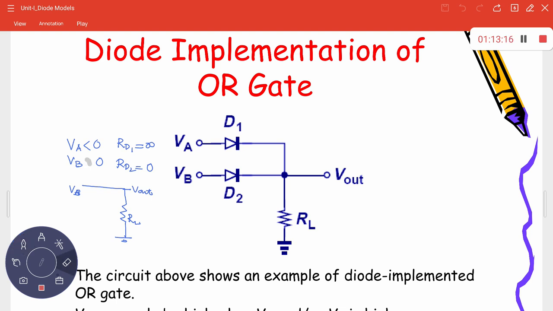Same case, but suppose both of them are less than 0. Both VA and VB are less than 0. That means both of these two diodes are in the off state. Off state means they have infinite resistance. Now what will be the nature of the circuit then? The circuit is something like that. This is off. Switch is not closed.